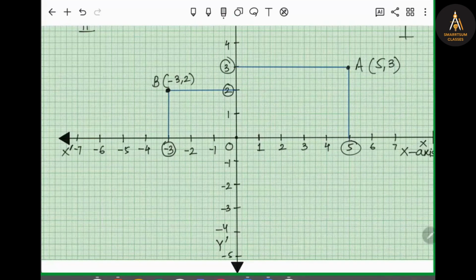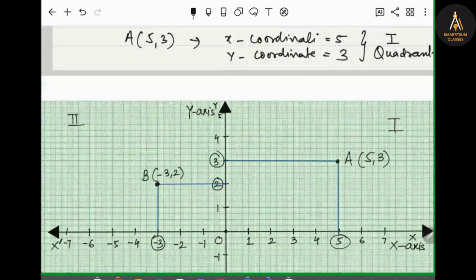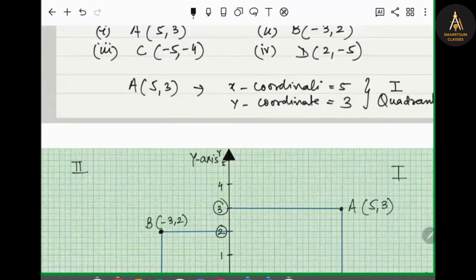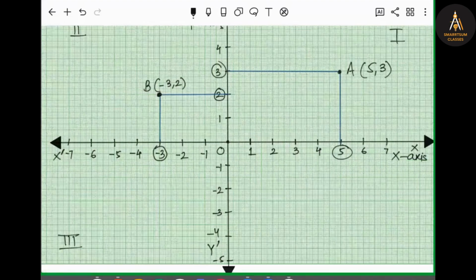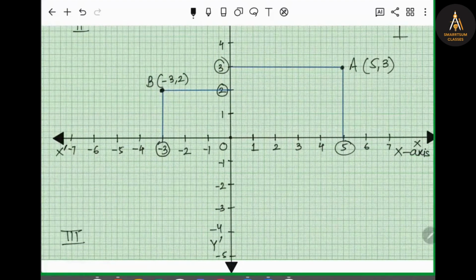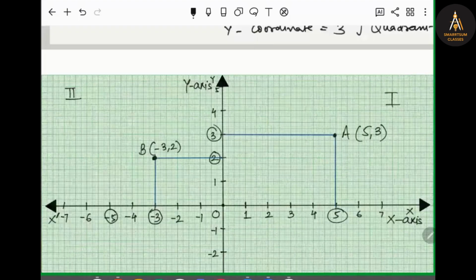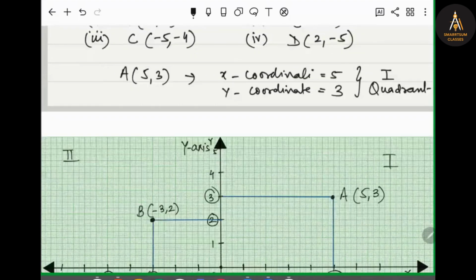In this and this, right? In this region, right? That is the third quadrant. So now the C point will lie in the third quadrant, right? Now again look at the values. X is minus 5. So first go to minus 5. This is your minus 5. And Y is minus 4. Now go to minus 4. This is your minus 4.